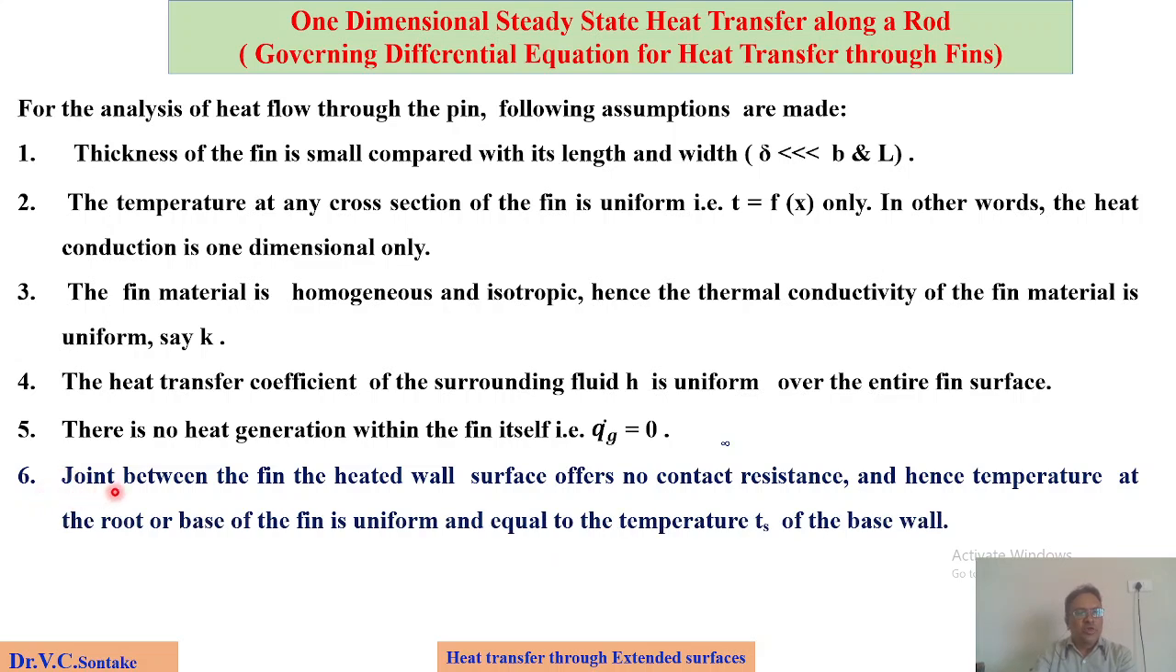6. The joint between the fin and the heated wall surface offers no contact resistance, and hence the temperature at the root or base of the fin is uniform and equal to the temperature Ts of the wall surface. Now what is this assumption number 6 actually? What happens?